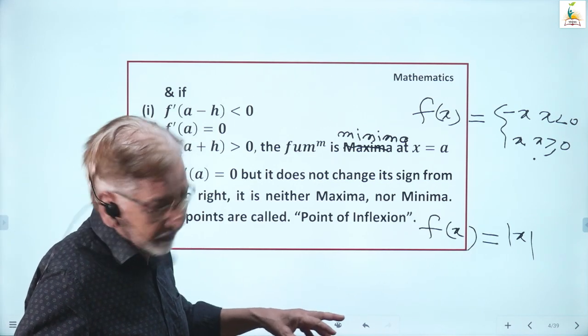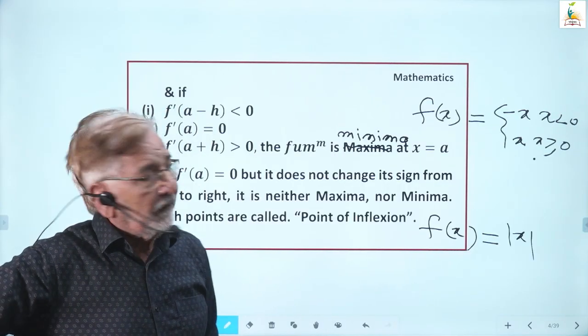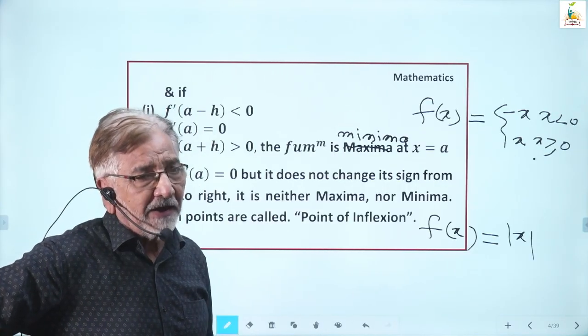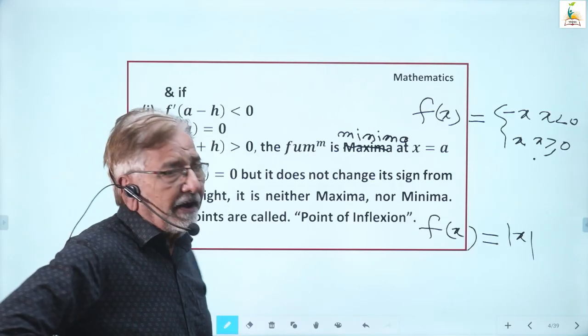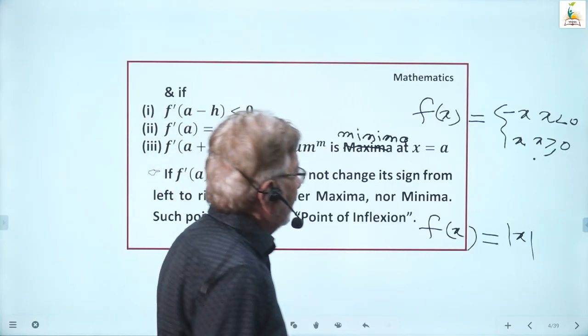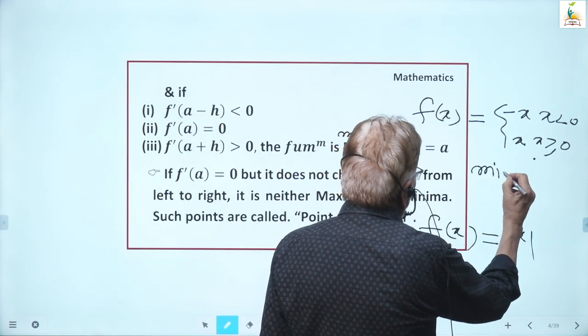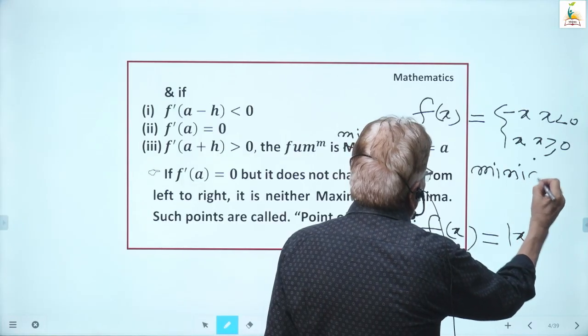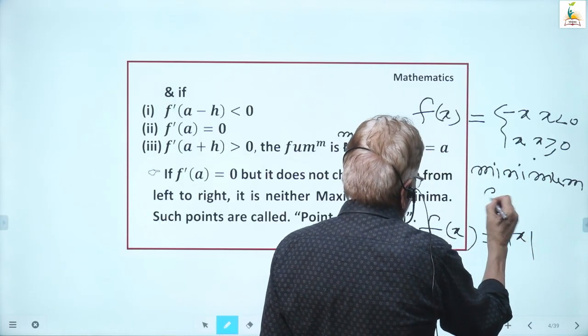First, this function is not differentiable at x equal to 0; left differentiation is minus 1, right is 1. So it changes its sign from negative to positive, so it shall be minimum. This question has been asked in a competitive exam: minimum at x equal to 0.